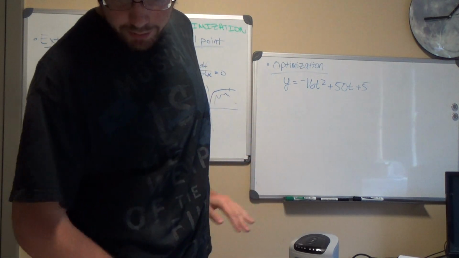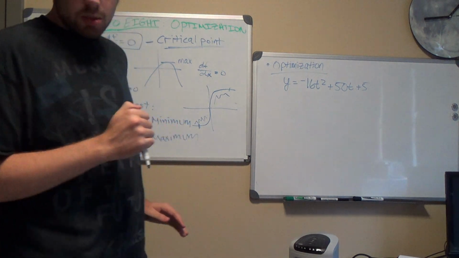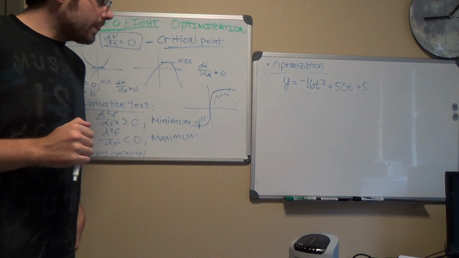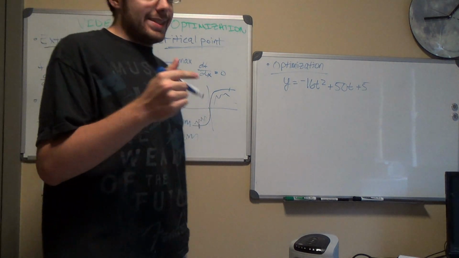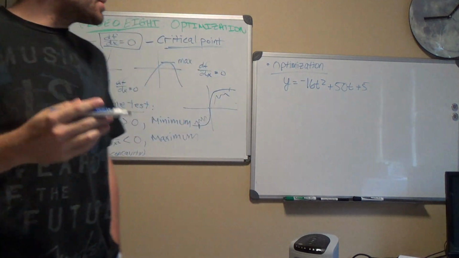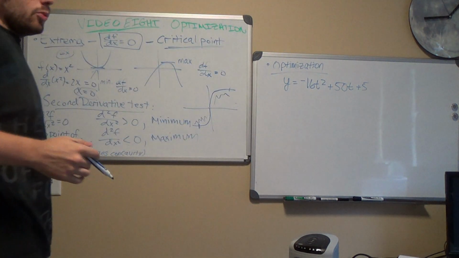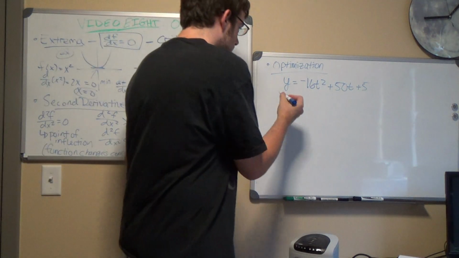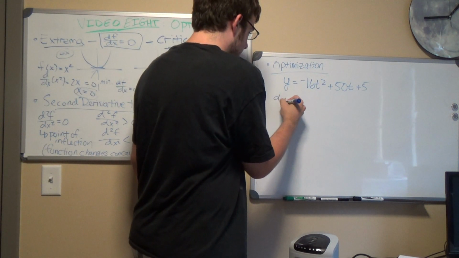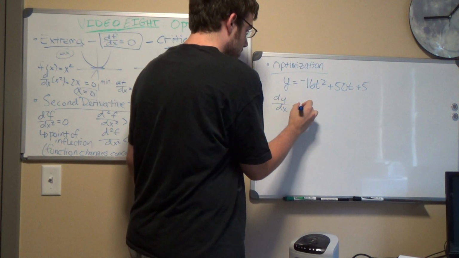And what we're trying to find: how high does it go before returning to the ground? So we want to find out where its maximum point is. So first let's find the critical point. The critical point is when dy/dx is equal to 0.